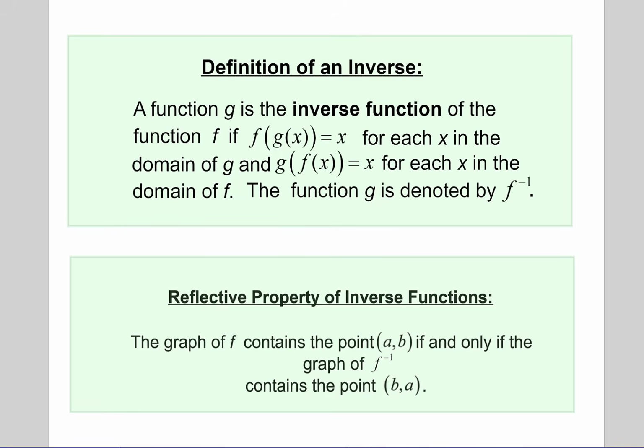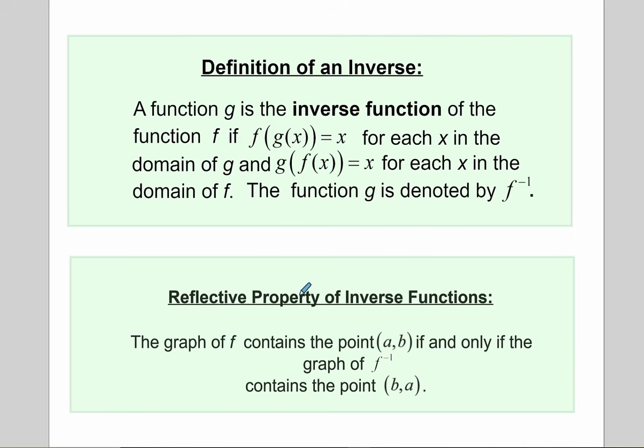And you should recall that inverse functions undo each other. In fact, the composition, either f of g of x or g of f of x, will lead us back to y equals x, which is the identity function. And that's how we know that two functions are inverses of each other.